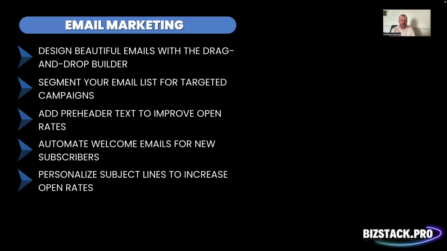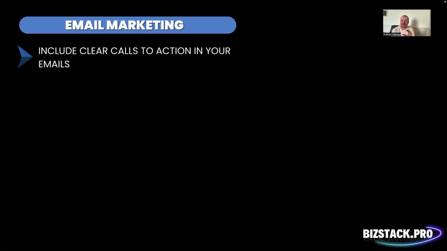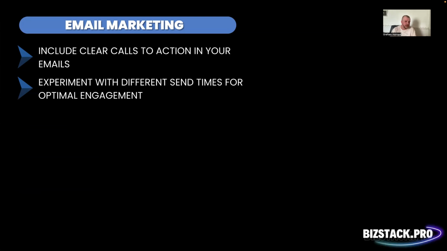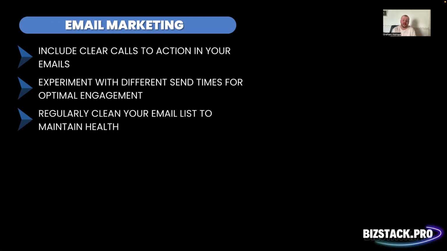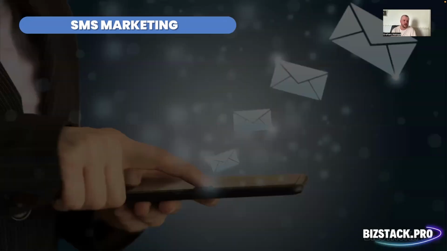Personalize your subject lines to increase open rates, monitor email deliverability and spam rates, include clear call to action in your emails. Experiment with different send times for optimal engagement. Regularly clean your email list to maintain health. I think that's kind of a given anyway, or you always want to do that. Track email metrics like the open and click-through rates.